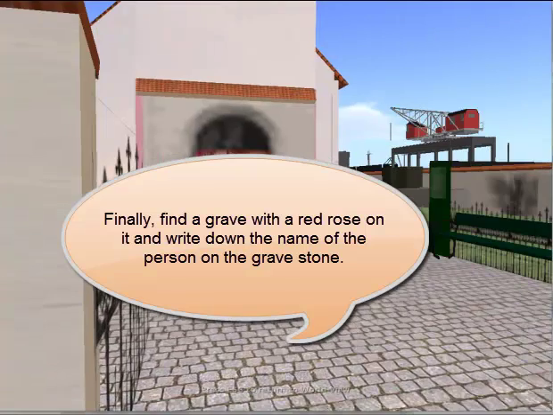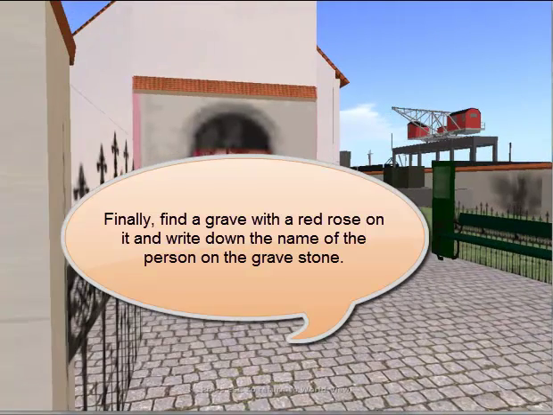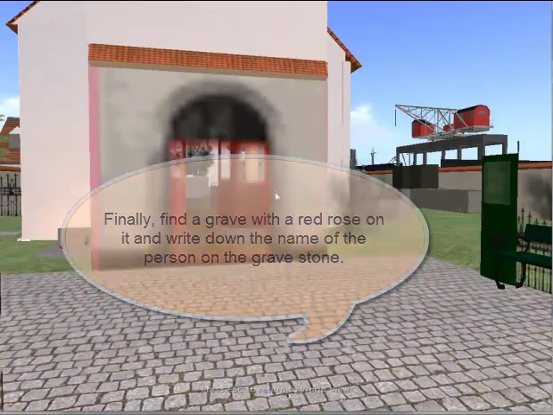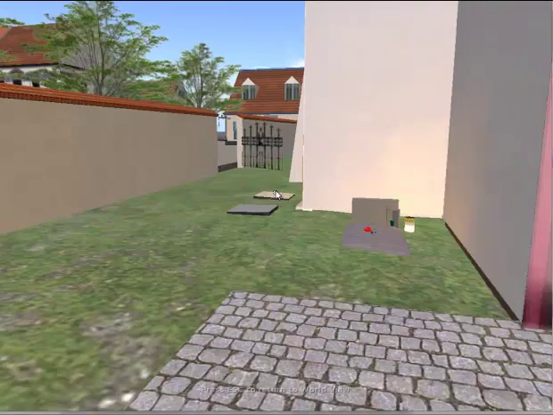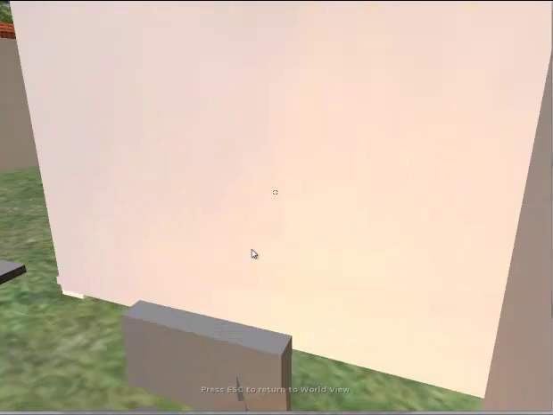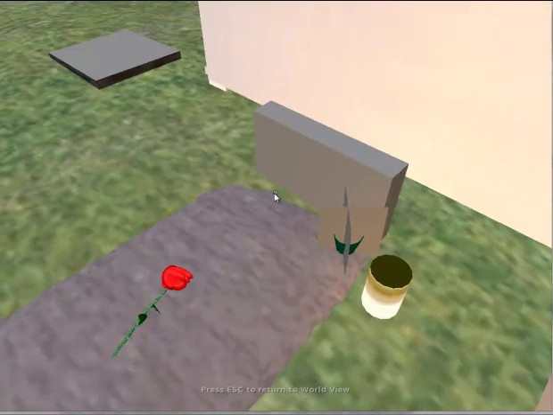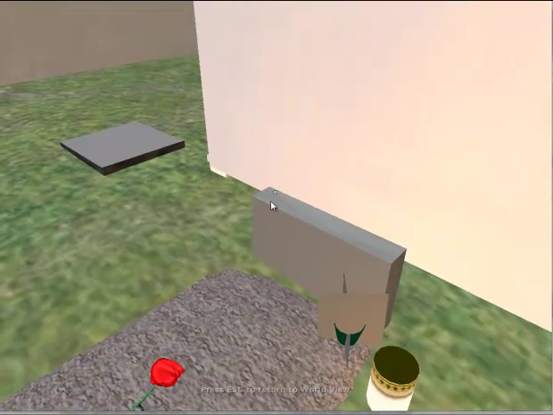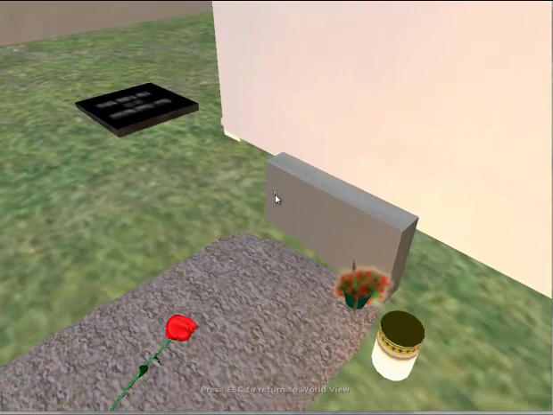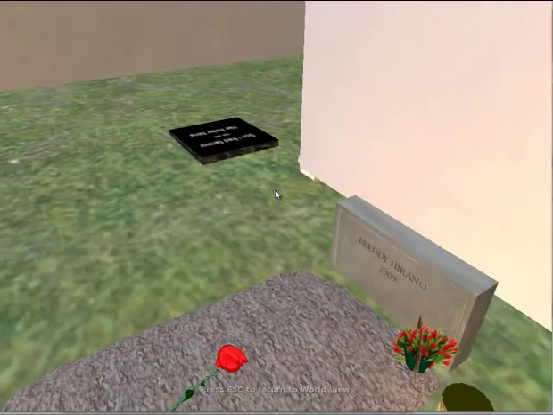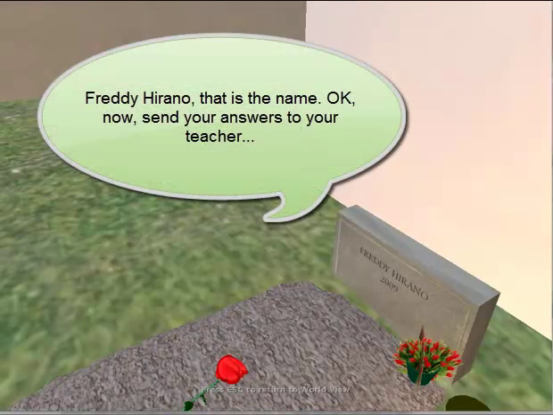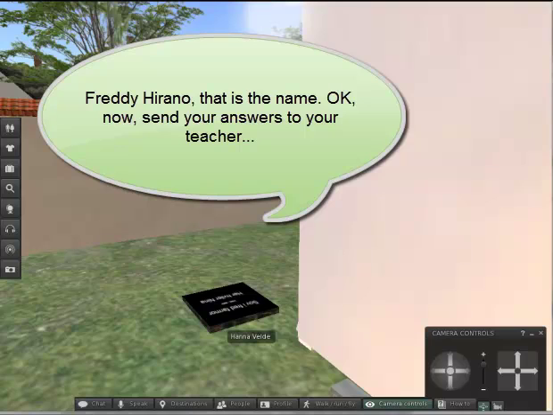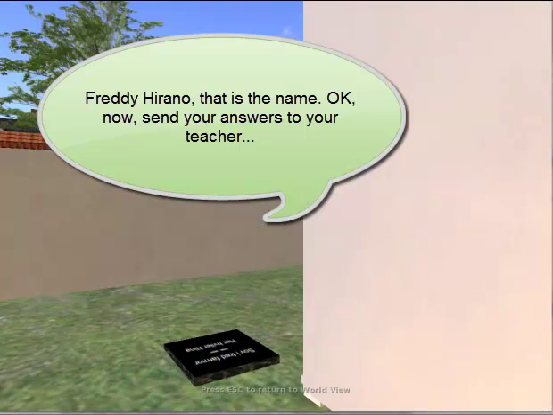Finally, find a grave with a red rose on it and write down the name of the person on the gravestone. Freddy Hirano, that is the name. Okay. Now send your answers to the teacher.